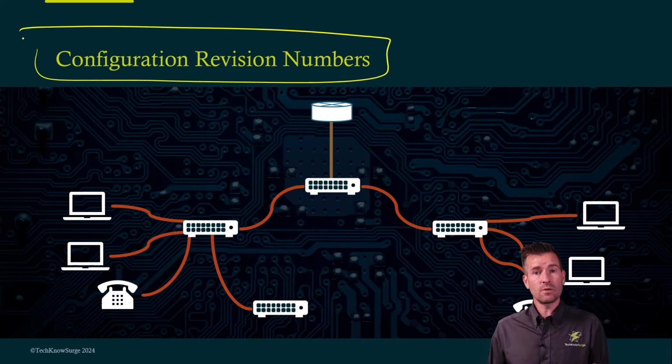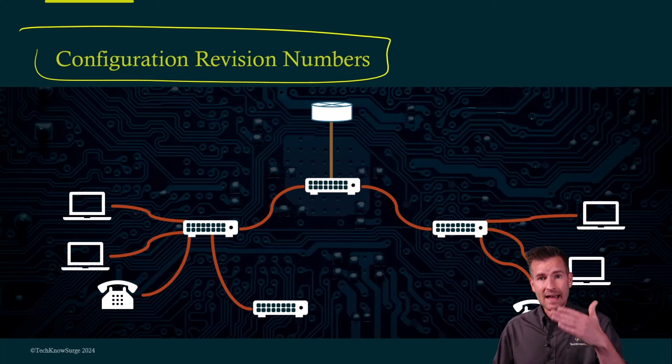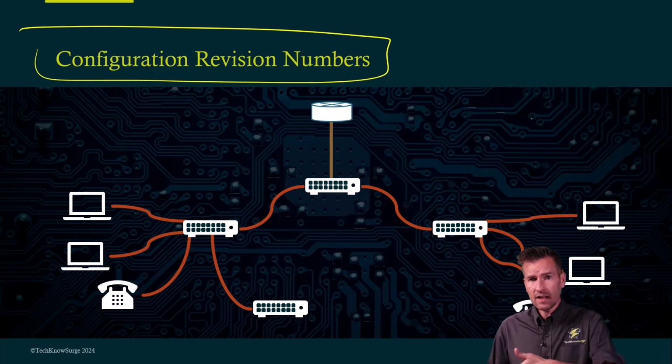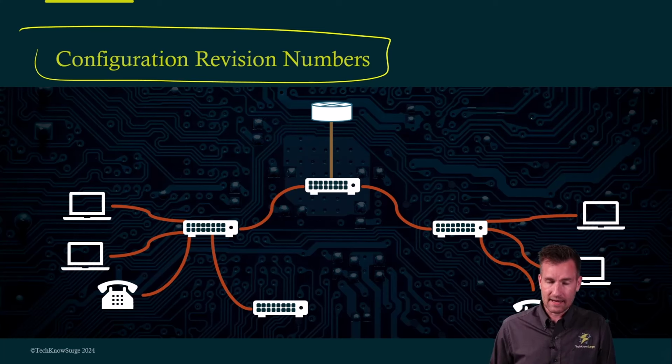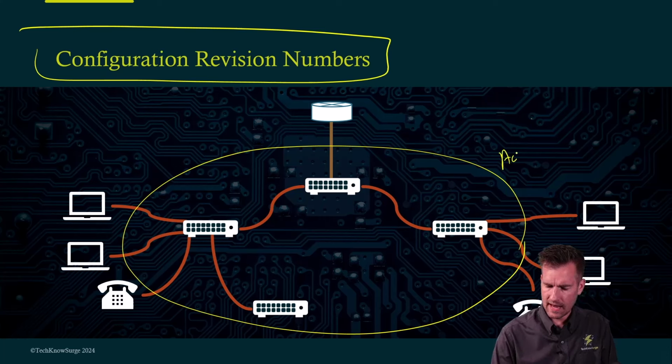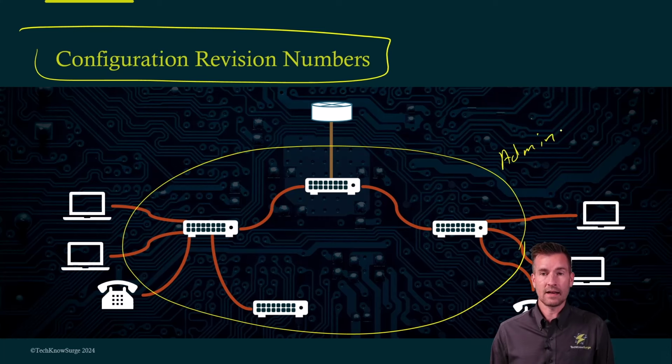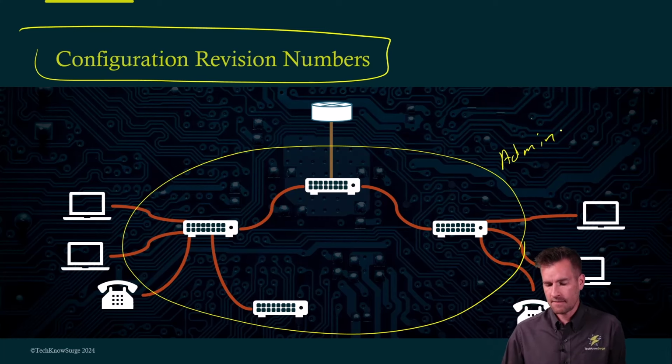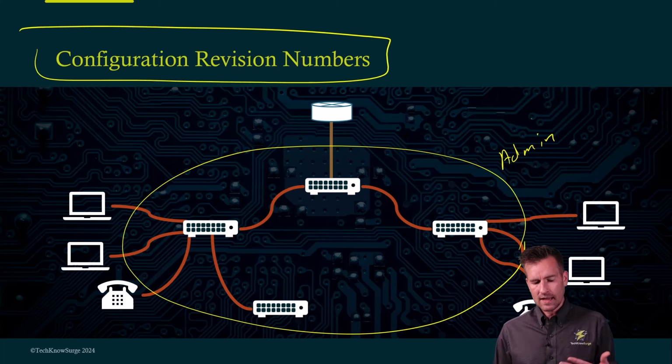Another key factor is the configuration revision numbers. The configuration revision numbers increment up as we make changes, and it tells all of the other devices what version the database is on. And so what we have right here is, let's say all of these switches are on the same domain. So maybe we just have one single domain called admin, the same VTP domain. And so it's all admin.